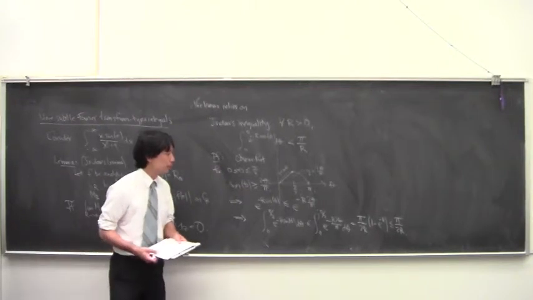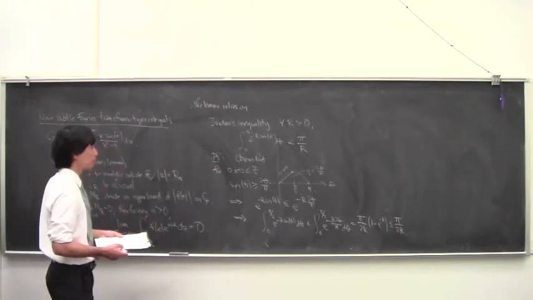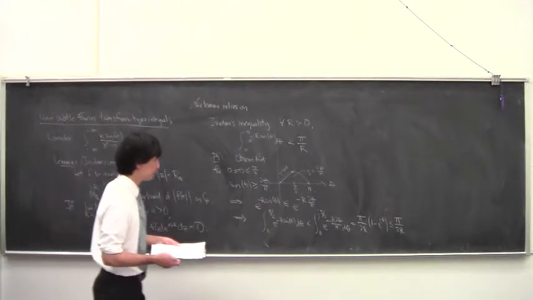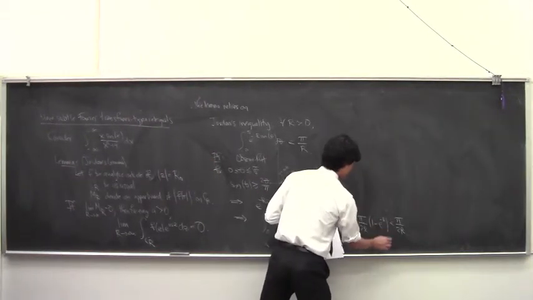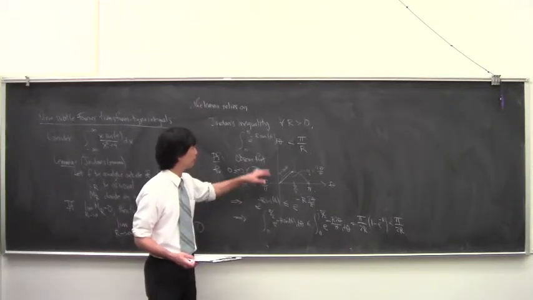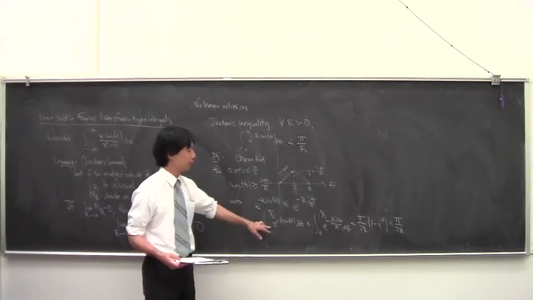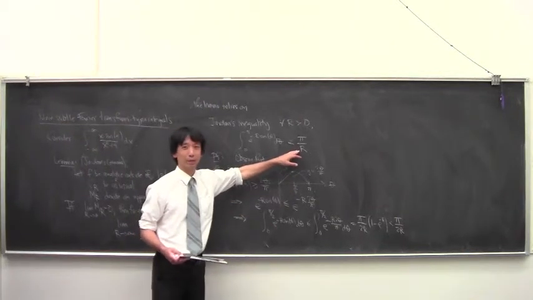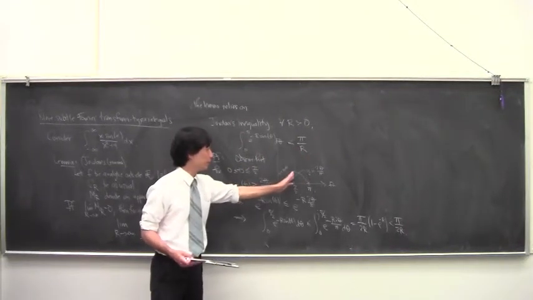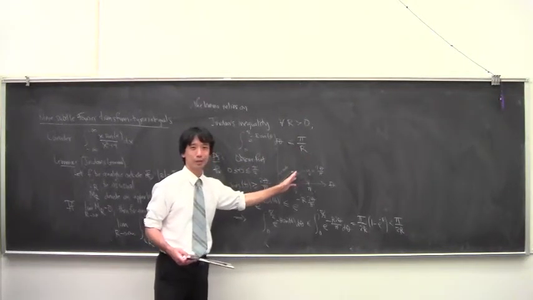Okay. So what you get is that the first half of the integral that you're interested in is less than half of the bound that you're interested in. And so the only thing left is to look at the other half of the integral.